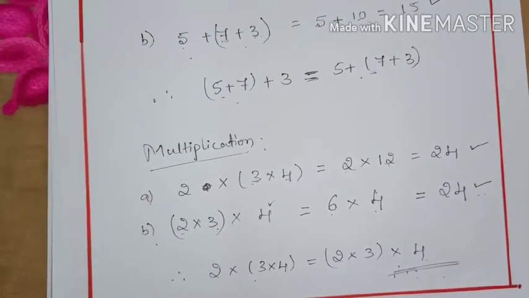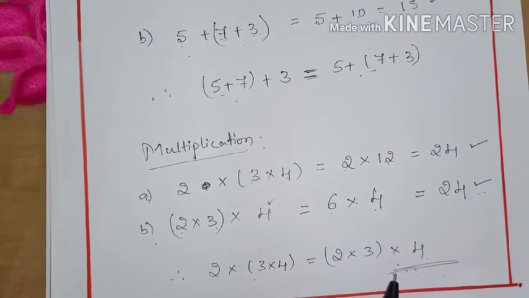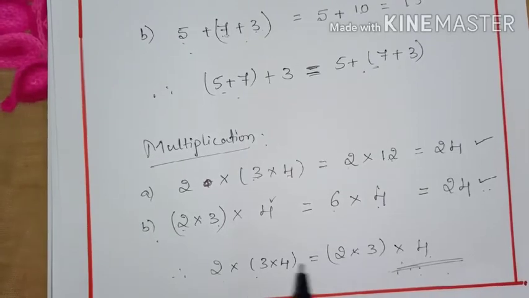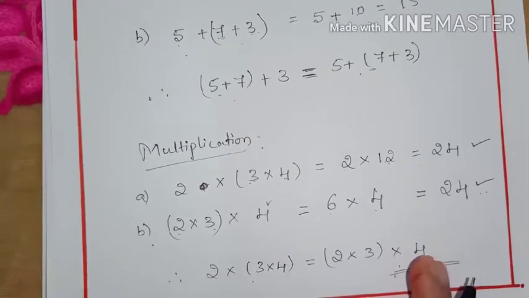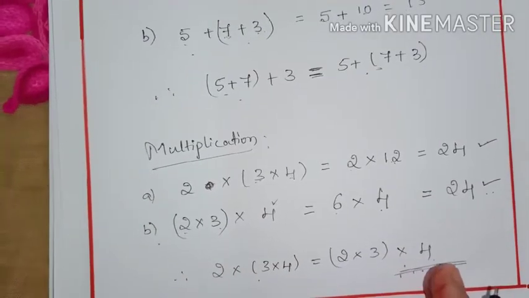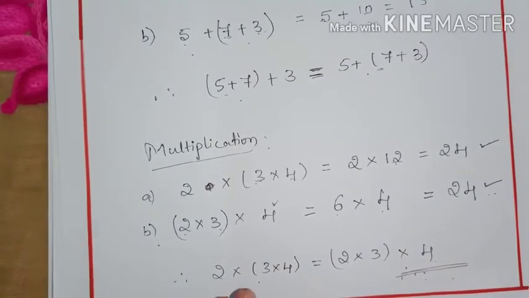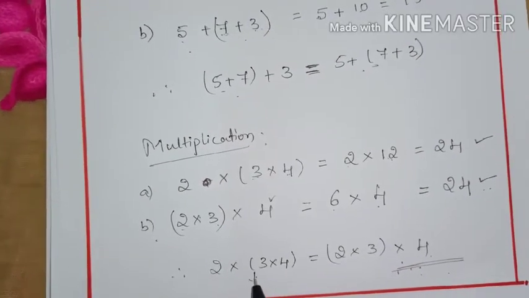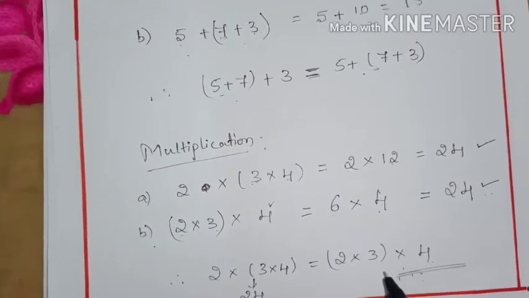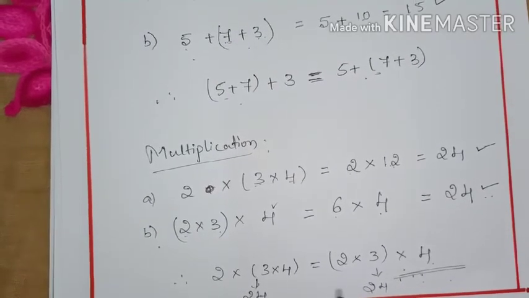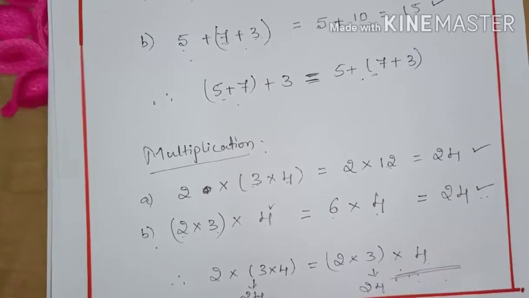So we can say that associative property of multiplication is satisfied because both are same, LHS and RHS. LHS means left hand side and RHS means right hand side. So left hand side and right hand side, both you will get the same answer. The result for this is 24 and the result for this also is 24. So both side you got the same answer, hence it satisfies.